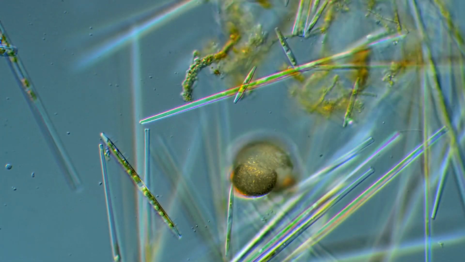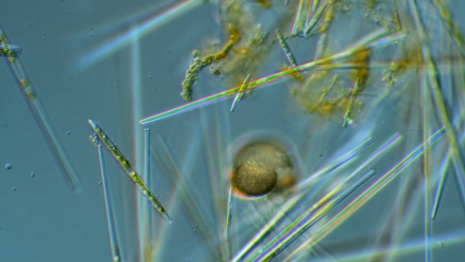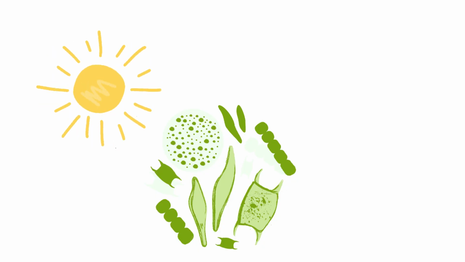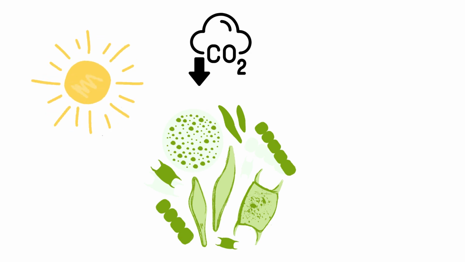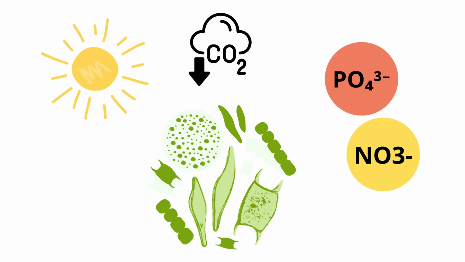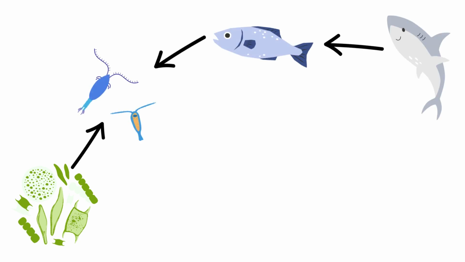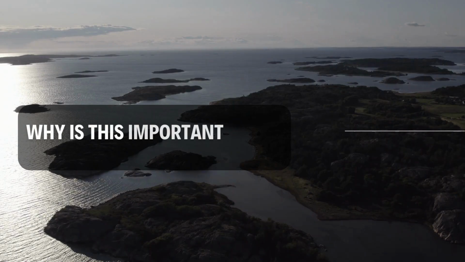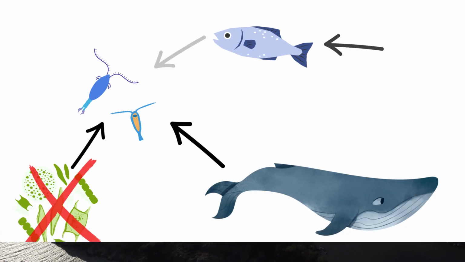Phytoplankton are microalgae that are the base of the food web. They produce carbon through a process called photosynthesis. Very shortly, they take up sunlight, CO2, and nutrients, and thanks to a pigment called chlorophyll, they transform this inorganic matter into organic carbon that will feed other organisms. Why is this important? Well, without them, everything falls apart.